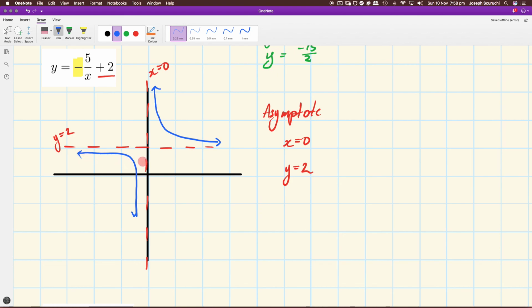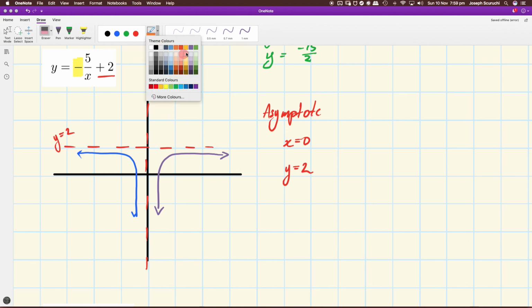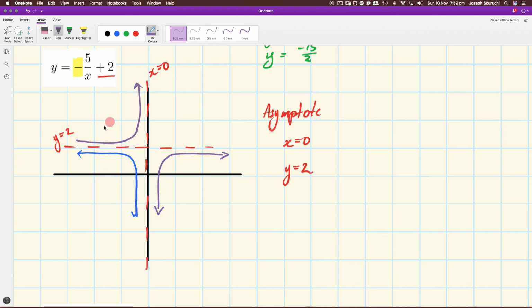But now it's telling me that it's reflected across the x-axis. So let me get purple. So now this will be reflected across my x-axis. So it will now be here instead of being up here. And again, this will be reflected across my x-axis. So it will now be up here instead of being down there. And I have just drawn it. So this is what it's going to look like. My asymptotes remain unaffected. I just need to remember to reflect it across the x-axis.